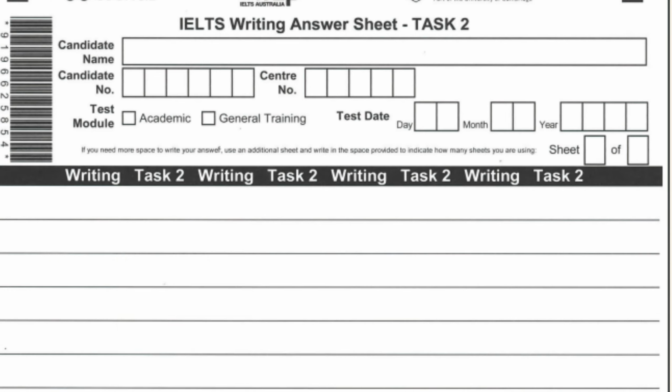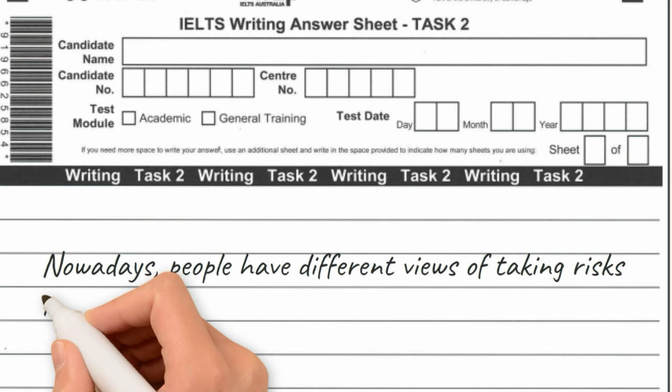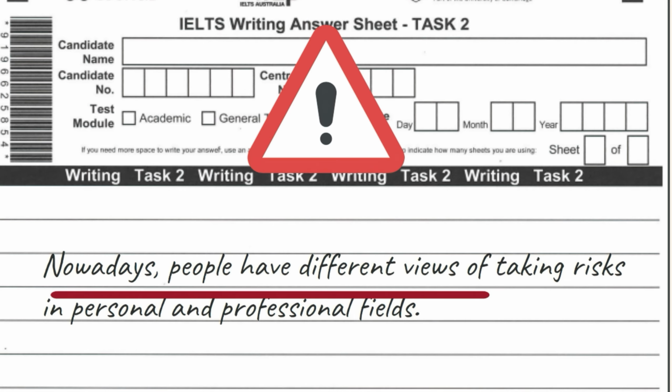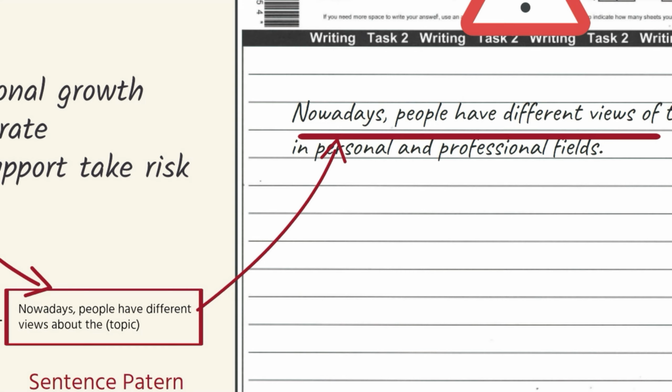Nowadays, taking risk is often seen as a necessary step towards personal and professional growth. Attention please, the underlined part is my personal sentence pattern. I remembered all of them, and I use them every time I write a discussion essay.